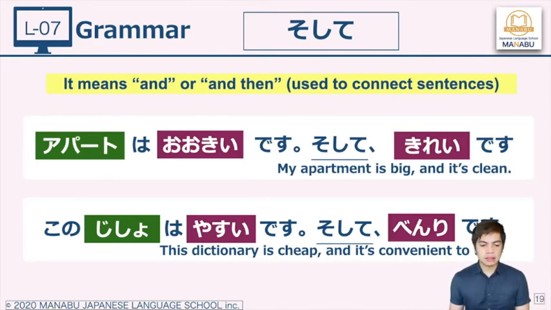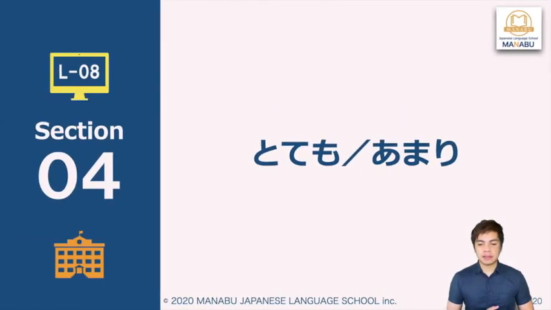So in this example, apato wa ookii desu. Soshite kirei desu. So compared to desu ga, which is two contrasting clauses or remarks about the subject, we will use soshite to connect two sentences. So the first is apato wa ookii desu. The apartment is big. And then soshite, it is clean. Kirei desu. Next example is kono jisho wa yasui desu. This jisho, this dictionary, is cheap. Soshite, and then it is convenient. Benri desu.